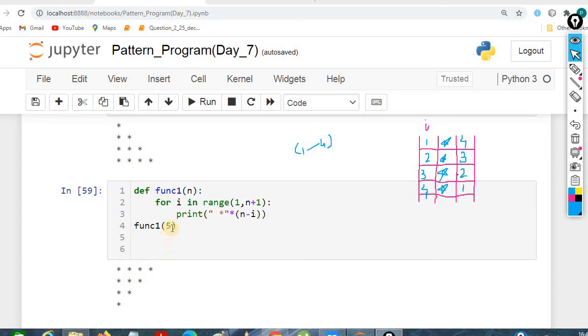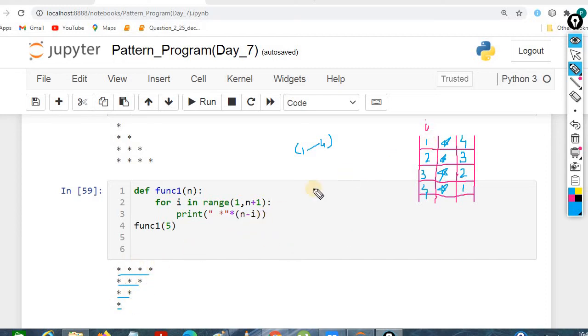We are considering the n and the for loop again with the range of 1 to n plus 1. Now we have to print n minus 1. Why are we considering n minus 1? Let's see. In the first iteration we want a 4 star pattern. In the second iteration we want 3 stars, in the third we want 2 stars, and in the last we want 1 star. So in this way we know how we are getting this number.